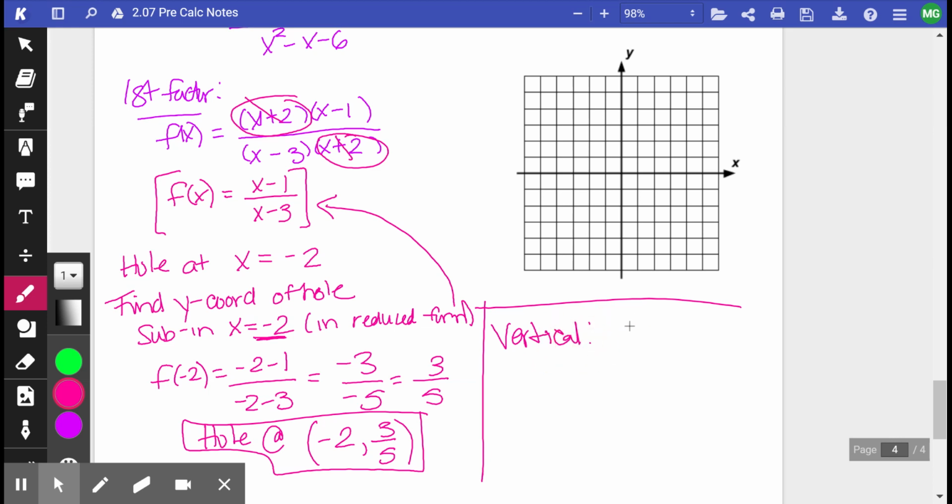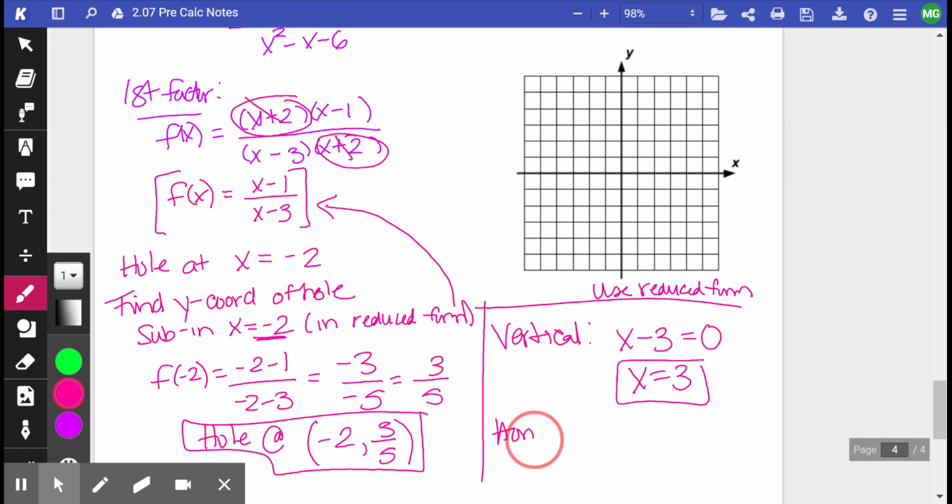So to find the vertical asymptote, set your denominator equal to 0. Again, use the reduced form, otherwise you're going to think you have an asymptote at negative 2 and a hole. So you want to set x minus 3 equal to 0. We get x equals 3.